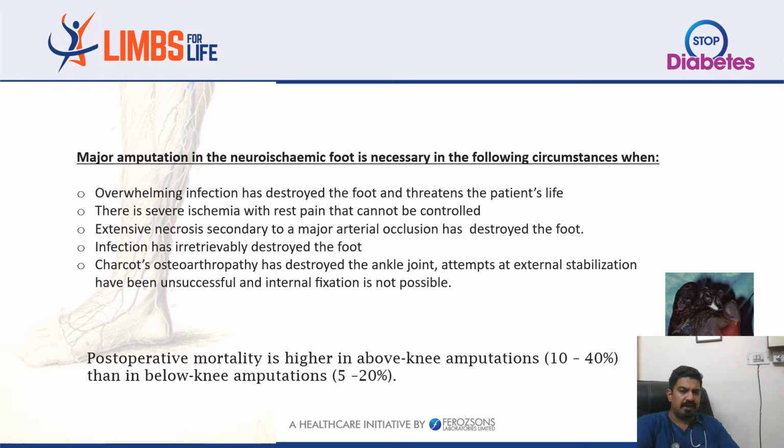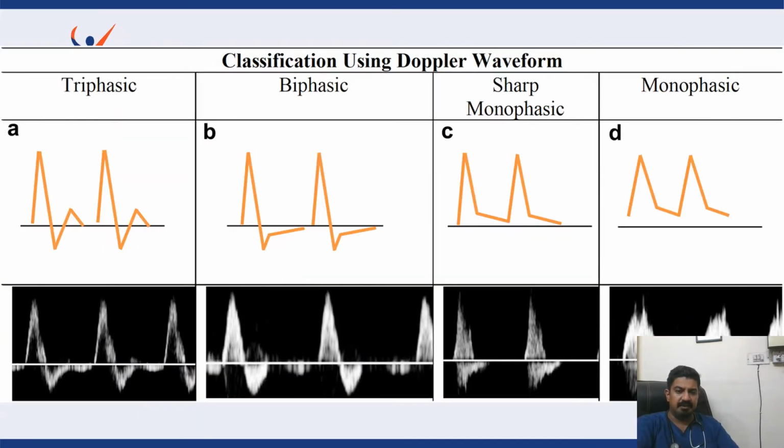Charcot's osteoarthropathy has destroyed the ankle joint. Attempts at external stabilization have failed multiple times, and increased fixation is not possible. Post-operative mortality is higher in above-knee amputations, 10 to 40%, than in below-knee amputations, which is 5%.